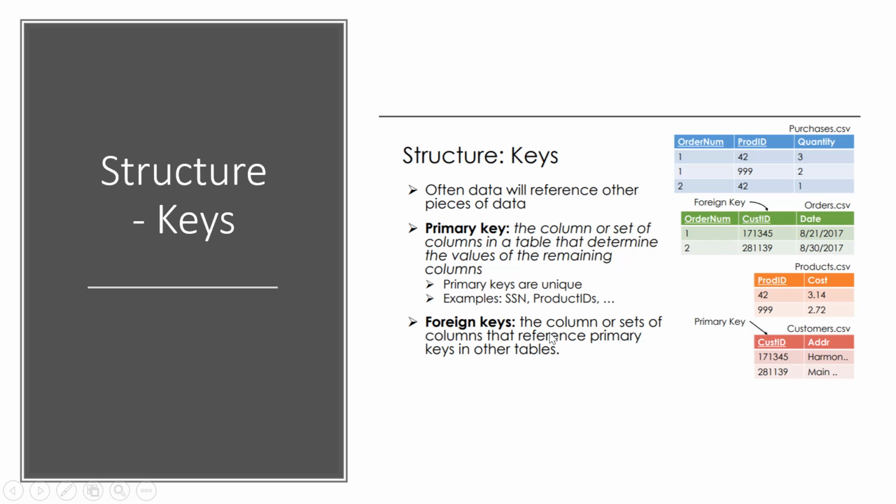Foreign keys are the column or sets of columns that reference primary keys in other tables. So once you have a primary key, you could find the matching key in another table, which we call a foreign key. So you could merge, for example, the customer CSV and the order CSV. Databases do these kinds of operations very commonly across tables and so on.